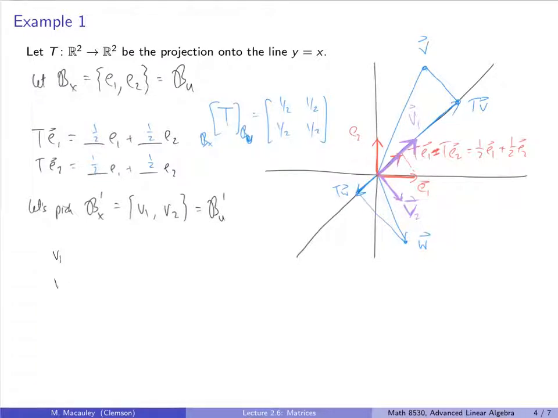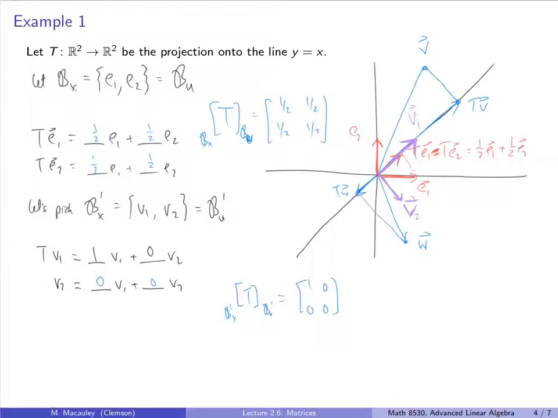So let's take V1 and let's take V2, and if we apply T to it, then we're going to get some linear combination of V1 and V2, something like this. And of course, we've picked this, so V1, we apply T to it, it gets fixed because we're projecting it onto itself. So this is 1, 0, and then this next entry is 0, 0, because V2 gets squashed to 0. So here the matrix for this one is just 1, 0, 0, 0.